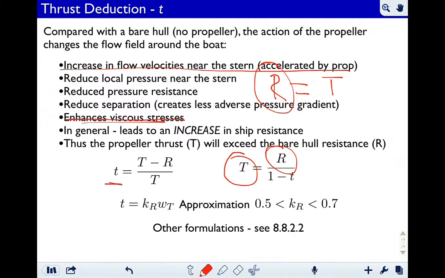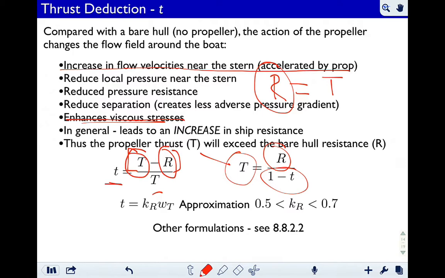T, which is the difference between the thrust and R, divided by T. And T is going to be, ultimately, the thrust you need is greater than the bare hull resistance because of the effects of the propeller. And you can write it this way as well, that the thrust is going to be equal to that bare hull resistance over 1 minus T.